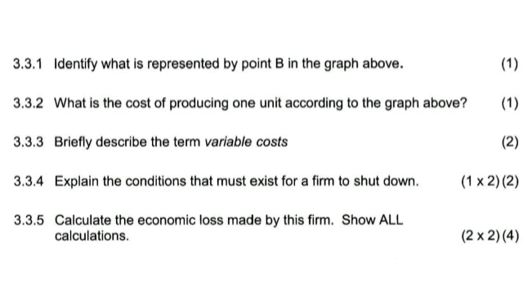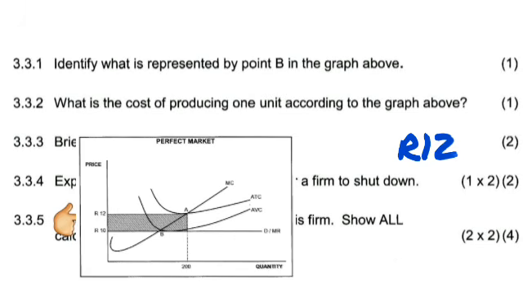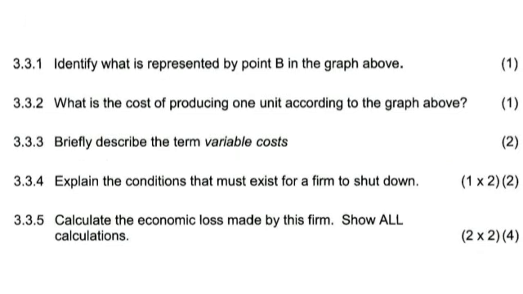In 3.3.2, it says what is the cost of producing 1 unit according to the graph above. Remember I said to you, marginal means that we are dealing with the cost of 1 unit. Our graph shows us 12 rands as our marginal cost. How do I know that it is a marginal cost? It's because the 10 rands I was told was a marginal revenue. The revenue can't be marginal and the cost not be marginal. So if 10 rands is marginal, that means that the cost is also going to be marginal. So the 12 rands is also a marginal cost.